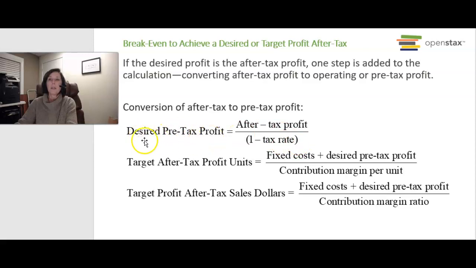Because then that will get us back to the pre-tax money that we were using in the last slide example, and that gets plugged right into either of the two formulas, whether you're looking for targets in terms of units or dollars, still the same numerator. And so just instead of desired profit, it now says desired pre-tax profit.